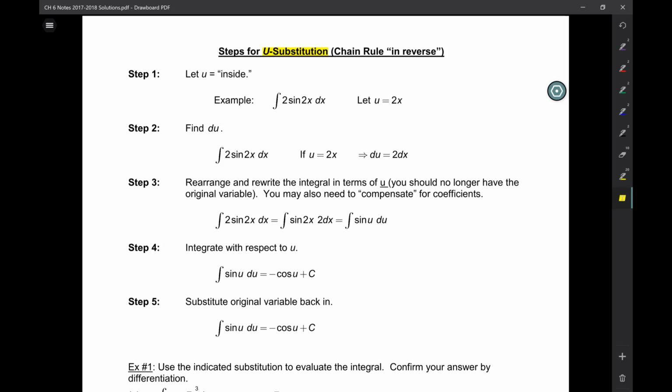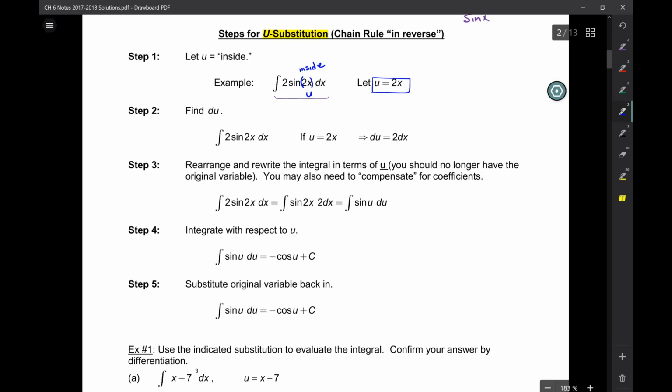Okay, u is going to be the inside function, okay? So, for example, if I have sine of x, there is no inside function. It's just sine of x. However, take a look at this example here. I have 2 sine 2x dx. Where is this inside function of which we speak? It's the 2x. So this 2x is the inside function. We call that u. Okay? So we say, all right, I'm going to call u 2x. So u is equal to 2x. That's the first thing you do. Identify the inside function, make it u.